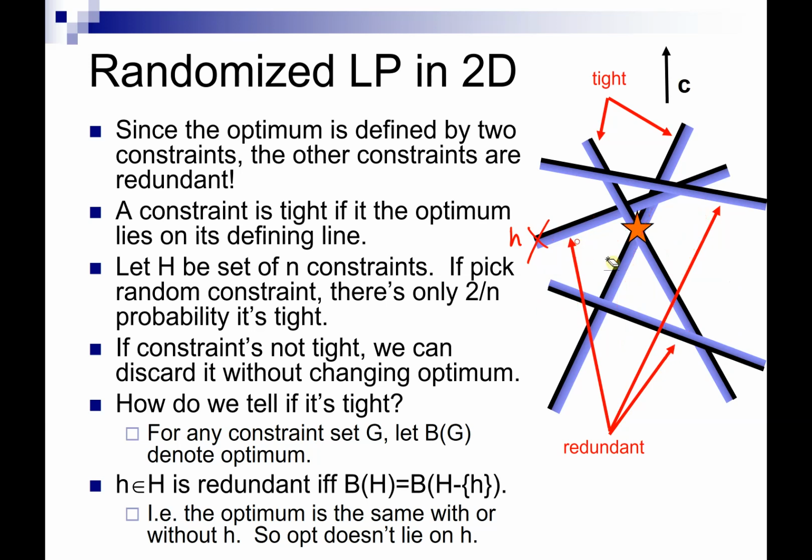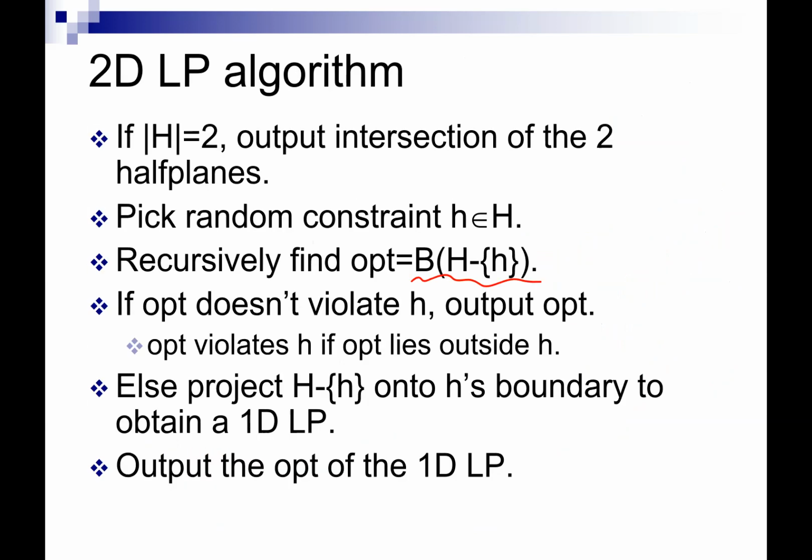And so in that case, what we know is that h is actually a redundant constraint, because the optimum doesn't violate h. And because h is redundant, it doesn't affect the optimum. So that means that when h is redundant, b of capital H minus little h is equal to b of capital H. And this b of capital H is what we're trying to find, so we can simply output this value as the optimum.